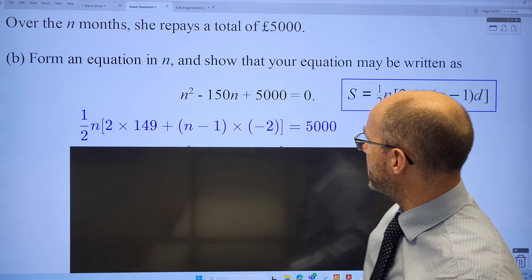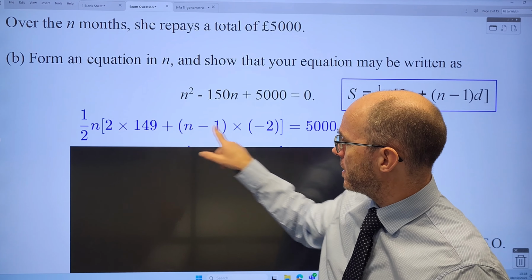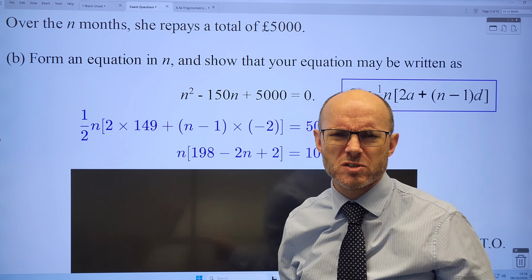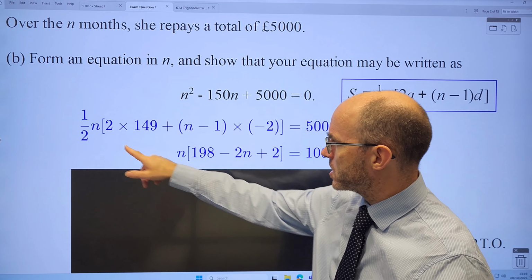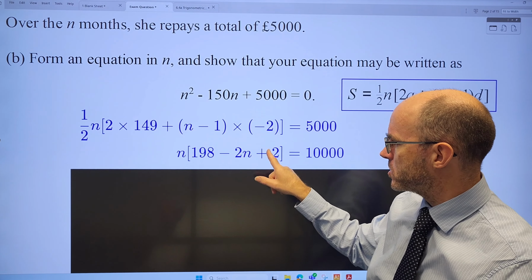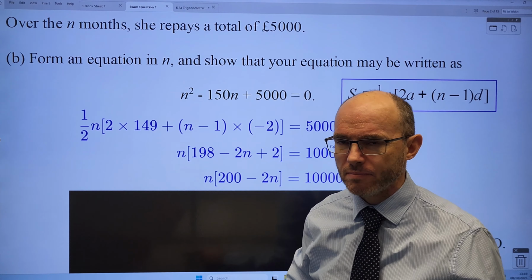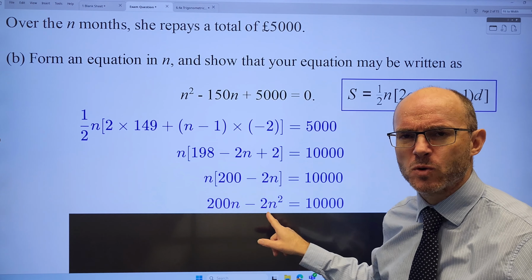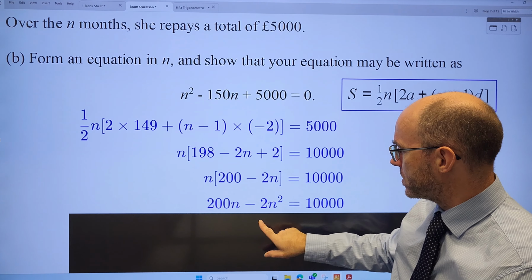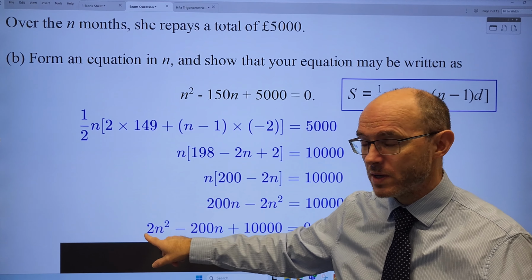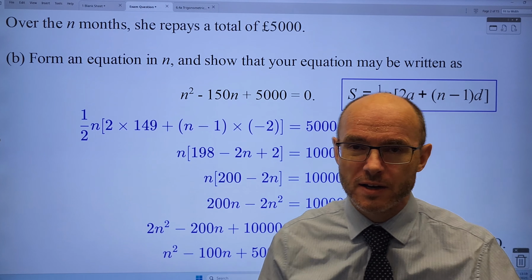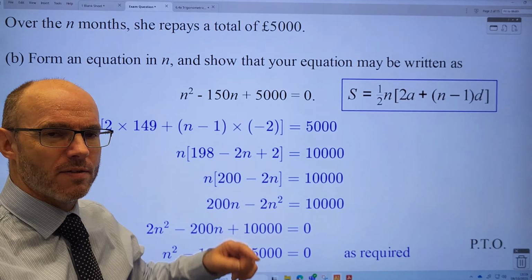Like I said, the only thing we don't know is the value of n, and you simplify that to get this. I'll show you the steps. I normally multiply both sides by 2, just to avoid fractions, though you don't have to. So I get 10,000 here. Simplify the brackets: 198 minus 2n plus 2, which is 200 minus 2n. Expand the brackets. I prefer to have a quadratic where the square term is positive, so I put all the terms on one side, keeping that 2n squared, minus 200n plus 10,000, divided by 2, and then you get this, as required, because that shows I've answered the question.